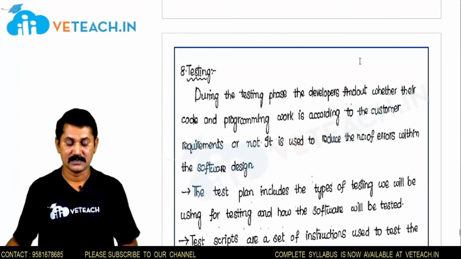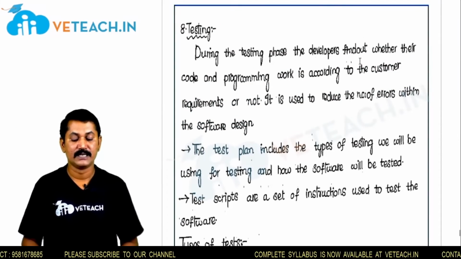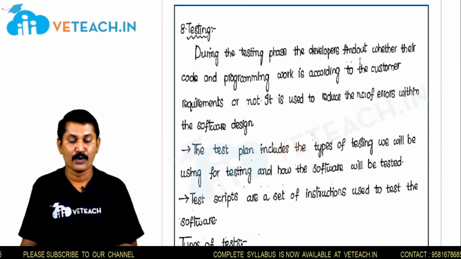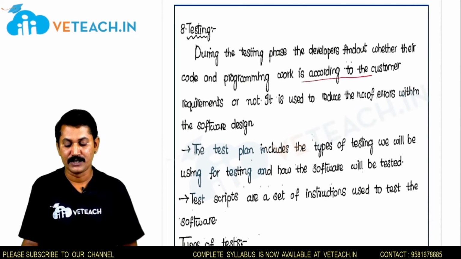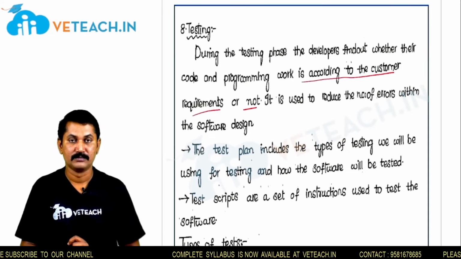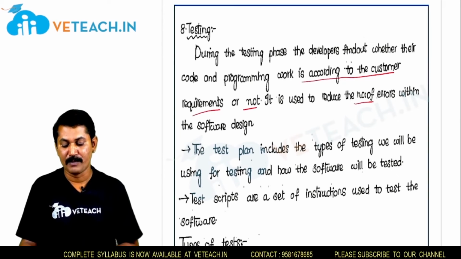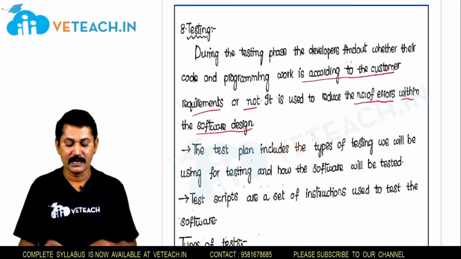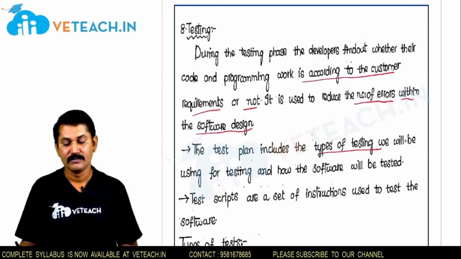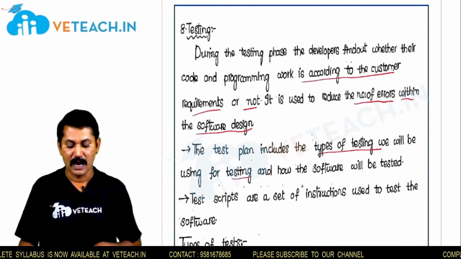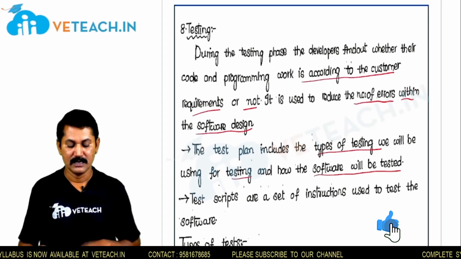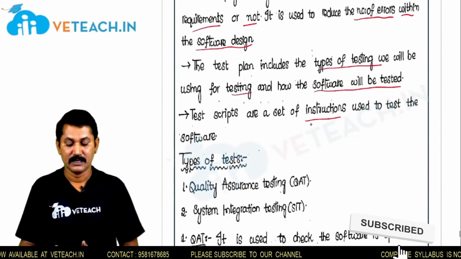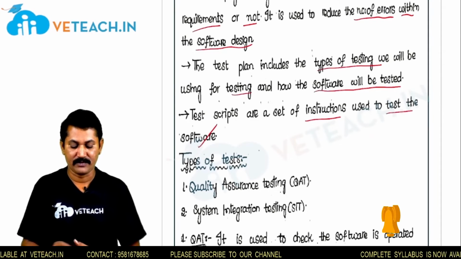Next one is testing, the most important one. During the testing phase, the developers find out whether their code or programming is working according to the customer requirements or not. It is used to reduce the number of errors within the software design. Here the test plan includes the type of testing we will be using and how the software will be tested. The test scripts are a set of instructions that are used to test the software.